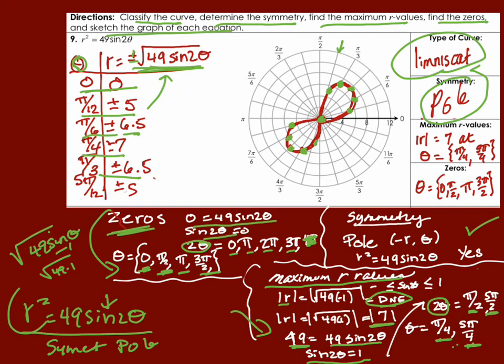And so now at pi over 2, we're back down to 0. All right, and because of symmetry, we know we're done. It's a lemniscate, and we've got it graphed. So that was number 9. All right, and moving on to the next video for number 10.